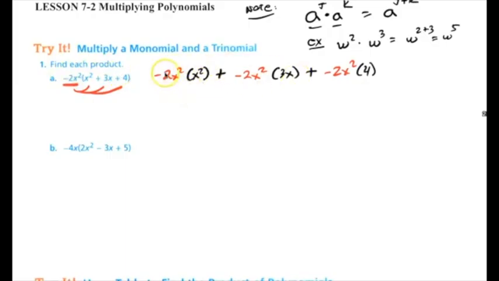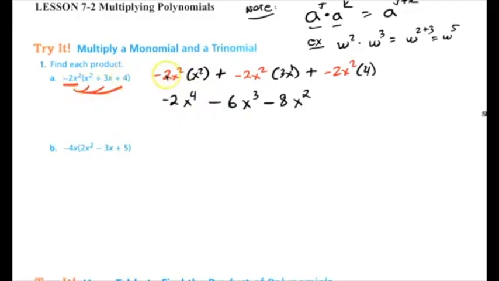This first one, negative 2 times, there's no number, 1, is negative 2. And then the power. Again, when we multiply two variables with the same base, we add the powers. 2 plus 2 would be x to the 4th. Over here, negative 2 times 3 is negative 6. And then we have x to the 3rd. We have 3 x's total here, 2 plus 1. Then over here, negative 2 times 4 is negative 8, and we have x squared. So that's one way to do it, just distribute all those.